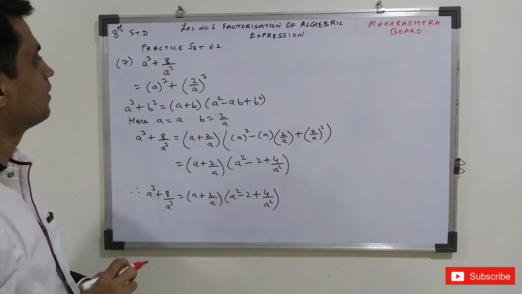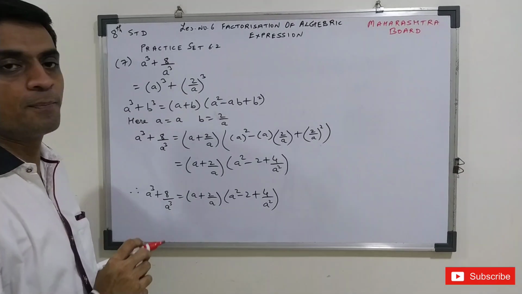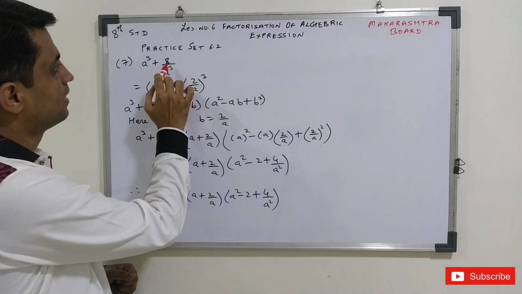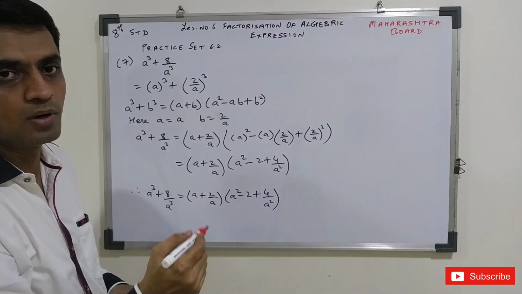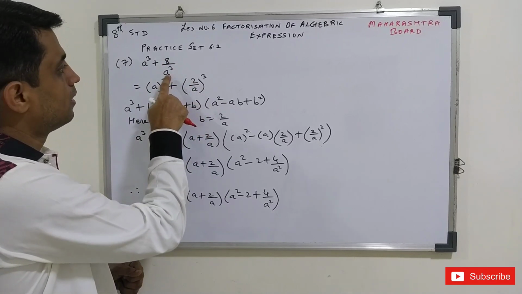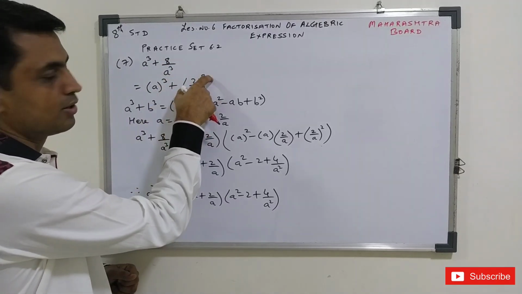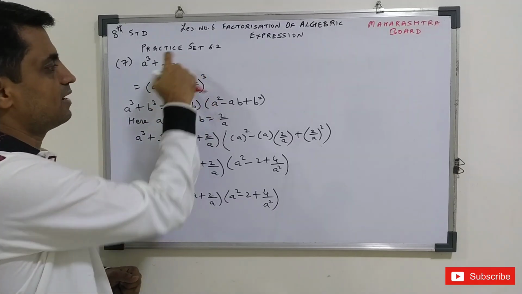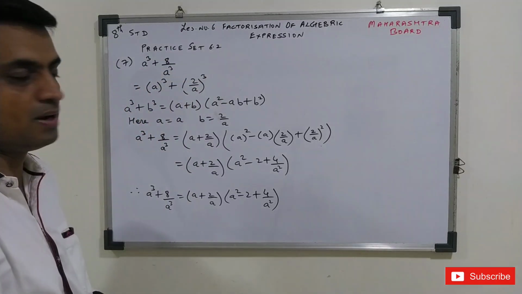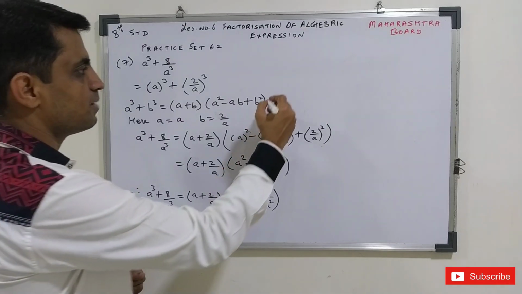7th sum. a cube plus 8 upon a cube. Same method. a is the cube of a, and 8 is the cube of what? Of 2. 2 2s are 4, 4 2s are 8. So 8 we have written as 2 cube, and a, the whole cube. If you open the bracket, you get the same answer. Formula: a cube plus b cube is what? a plus b, a square minus ab plus b square.